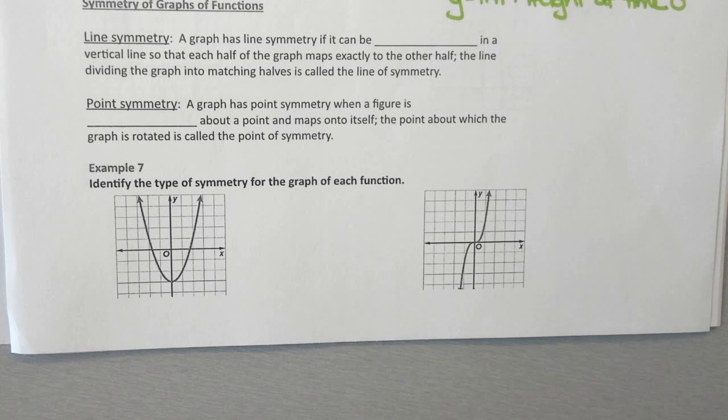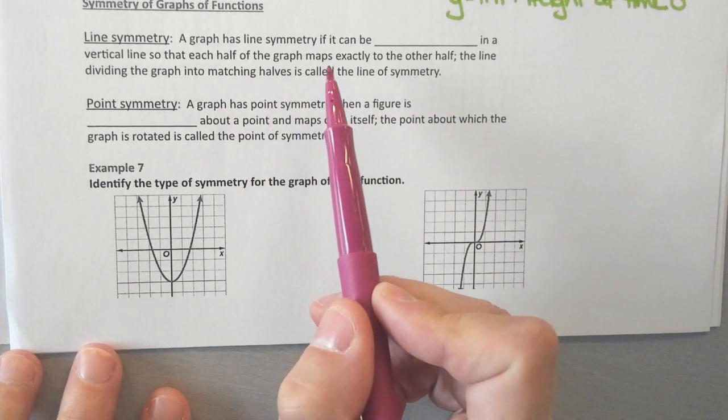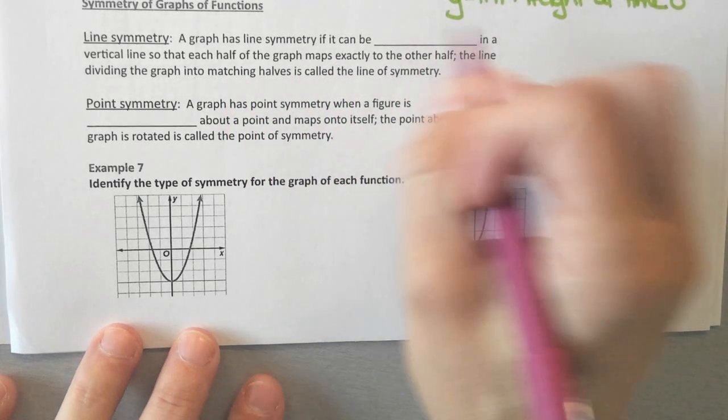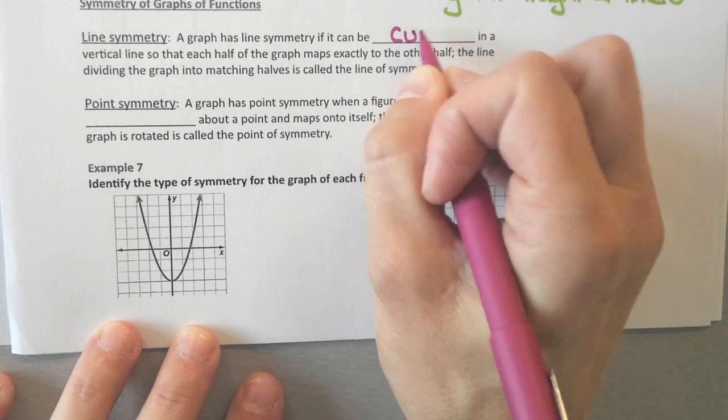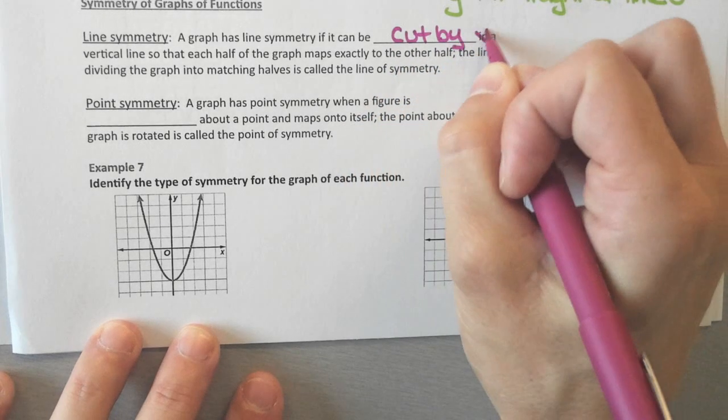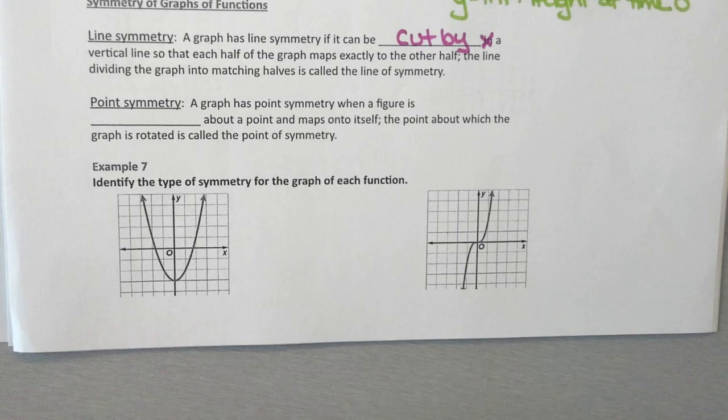So line symmetry: a graph has line symmetry if it can be, I don't even know what word they're looking for here. I'm going to say cut by, and I'm going to cross out the word in. It's like Mad Libs over here. I'll put folded. Folded in a vertical. There you go. I couldn't figure it out first hour, so I just crossed out the in and made up my own thing. So it's a graph that can be cut by a vertical line so that each side looks exactly the same.